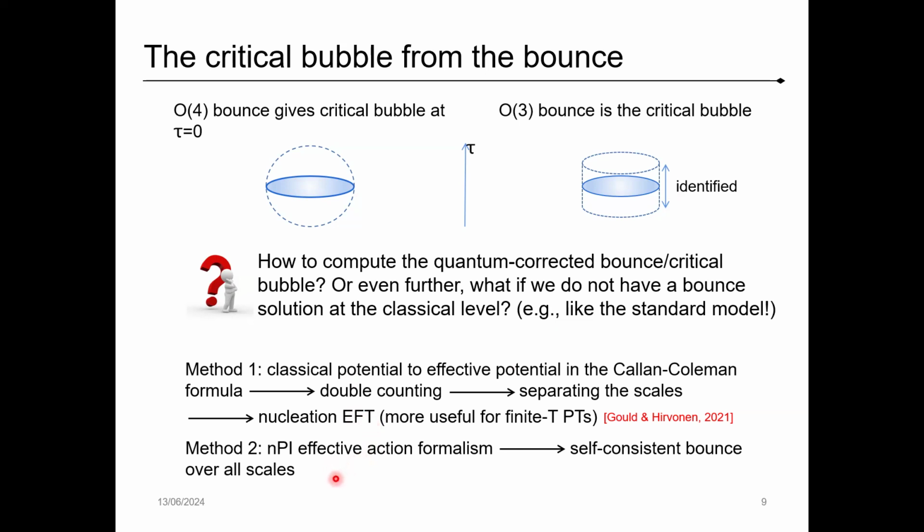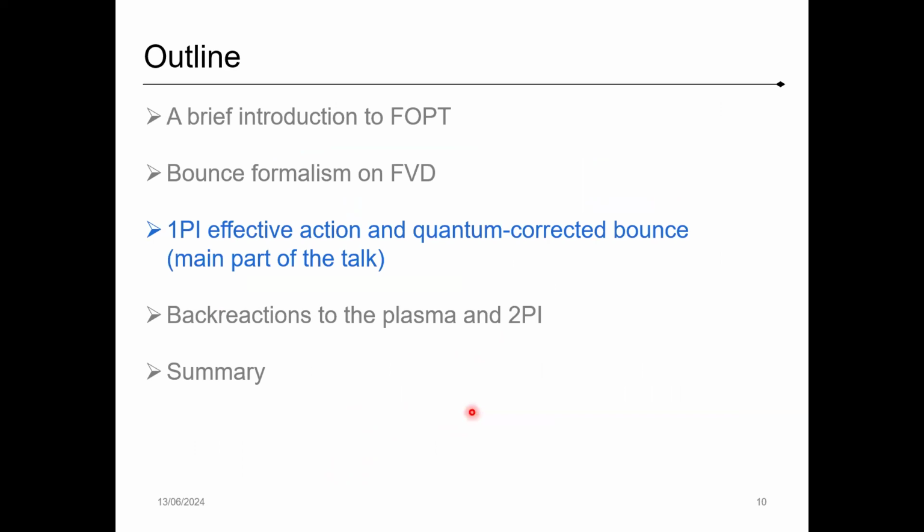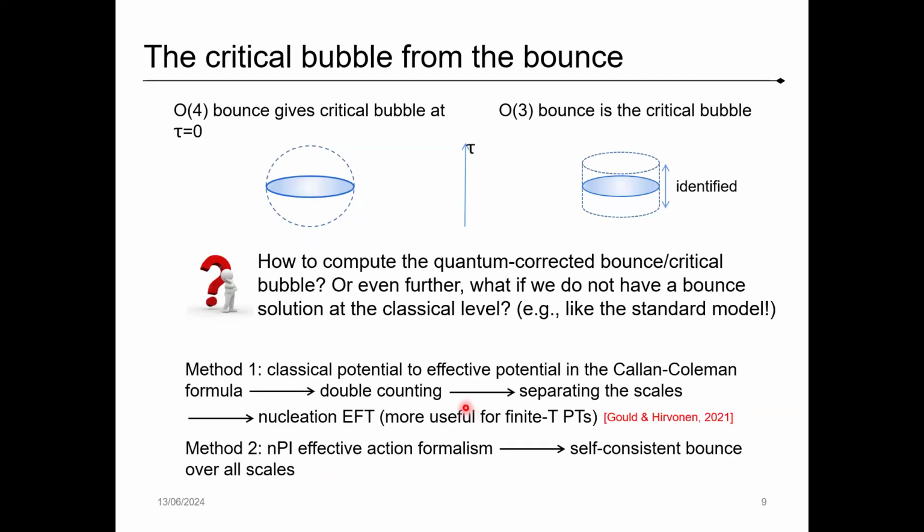In the second method, we do not use the effective potential. We can just use the effective action, which can give you the equation of motion for the self-consistent bounce over all scales. And in this talk, I will just focus on method 2. Is there any question so far? Okay, so everything is clear.